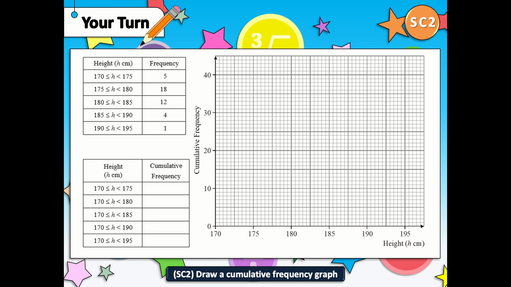So let's have a look at this question. So we start by completing the cumulative frequency table. So we do 5 plus 18 plus 12 plus 4 plus 1. Now we can plot these on the graph. So I start at 175 and go up to 5. Then go from 180 and up to 23. Then from 185 go up to 35. Then from 190 go up to 39. And then from 195 go up to 40. Then I join them up with a smooth curve.